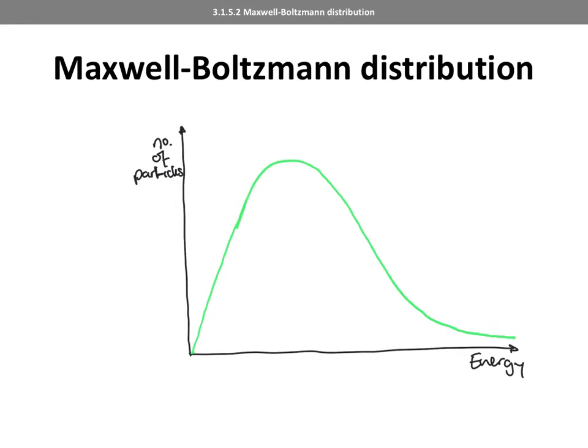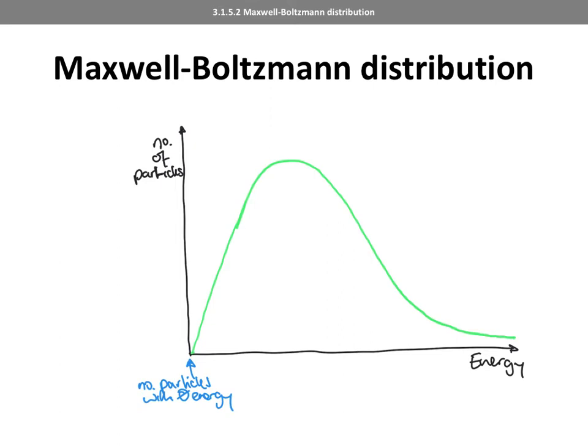So what can we tell from this distribution curve? Well, it shows us that only small numbers of molecules have either extremely high or extremely low energies. And we can also see that the curve is not symmetrical. So we can look at this a little bit more closely. Something to point out is that there are no particles with zero energy.